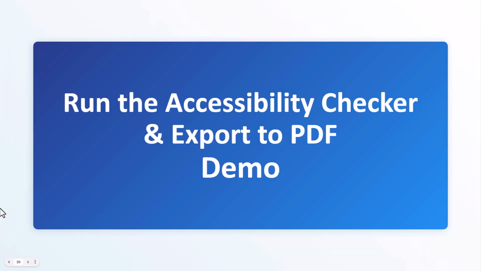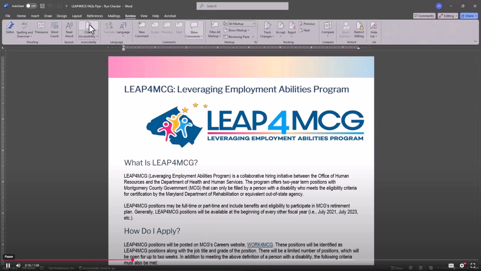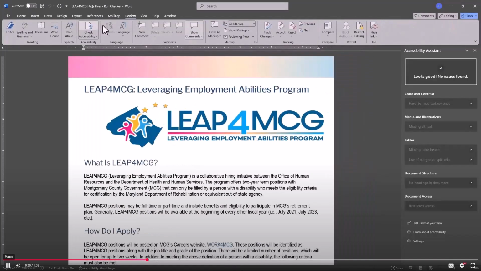So let's look at how to run the checker. I want to save this Word document as a PDF. Before I do so, I need to run Word's built-in accessibility checker. If there are accessibility issues in this document, then they will be much easier to fix here in my source document than in a PDF. To run the checker, I'll open the Review tab and select Check Accessibility. The checker says that my document looks good and no issues were found. I'm ready to export to PDF.